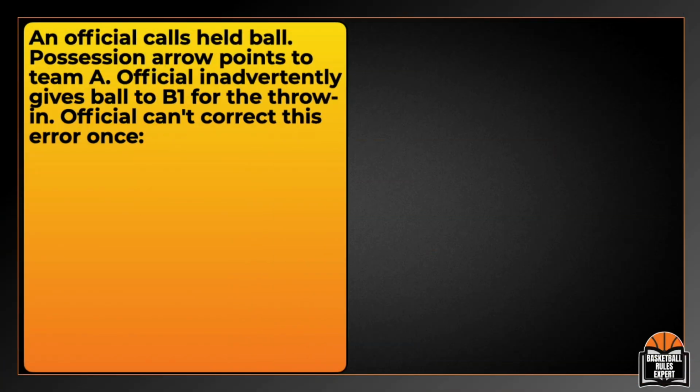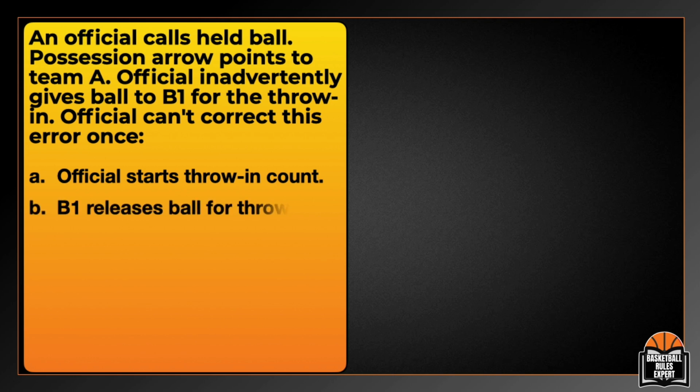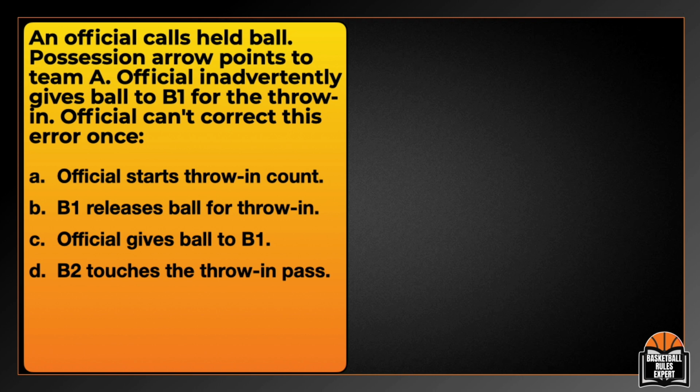An official calls held ball, possession arrow points to team A. The official inadvertently gives the ball to B1 for the throw-in. The official cannot correct this once the official starts the throw-in count. B, B1 releases the ball for a throw-in. C, the official gives the ball to B1 or D. B2 touches the throw-in pass.